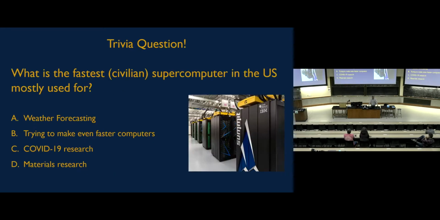I have a quick trivia question. What is the fastest supercomputer in the US mostly used for? It's an IBM computer called Summit at Oak Ridge National Lab. Any guesses?